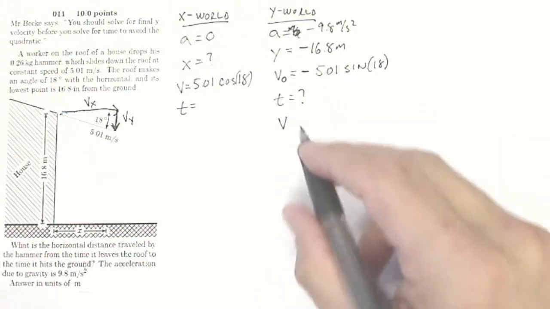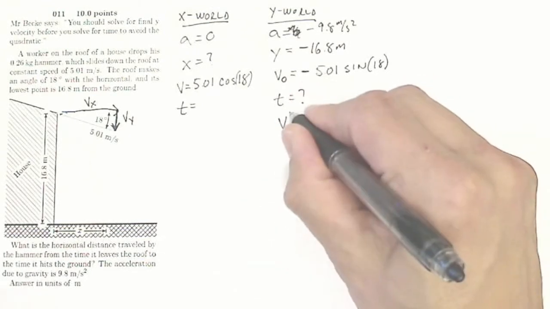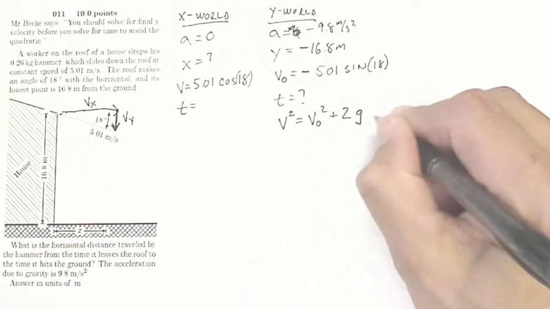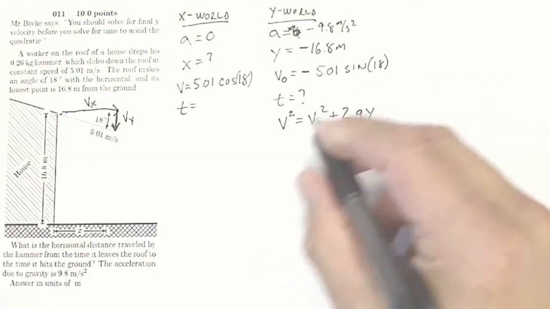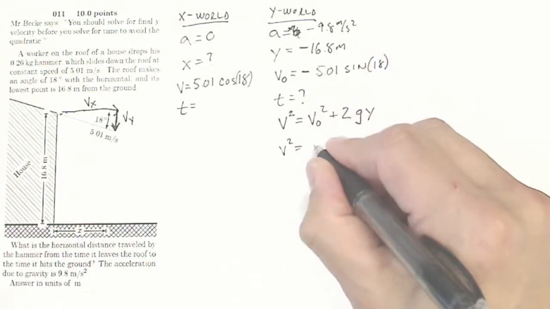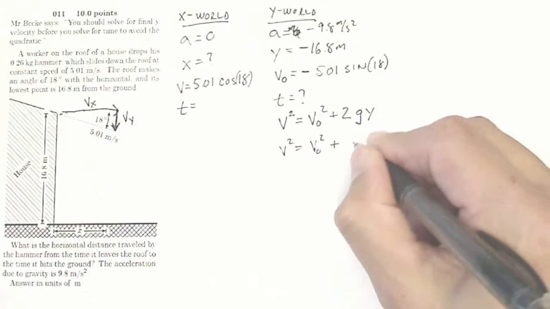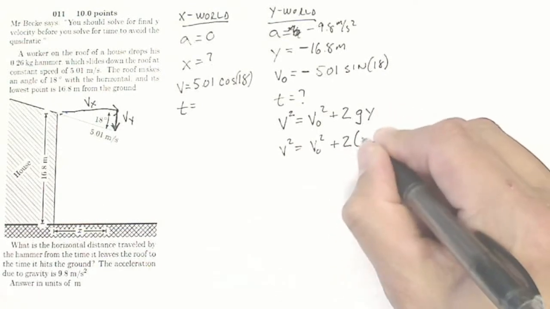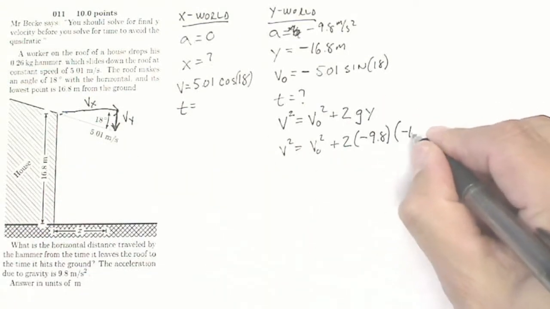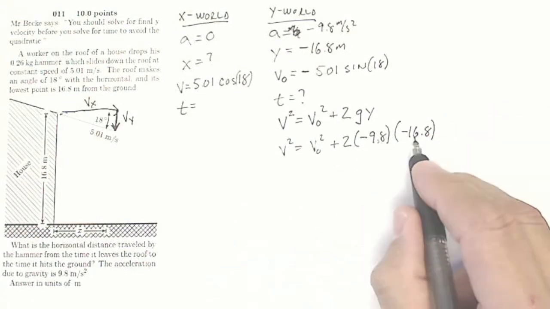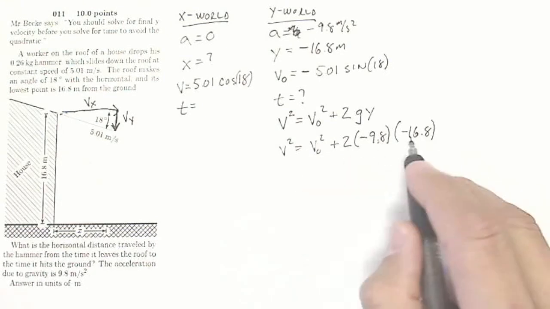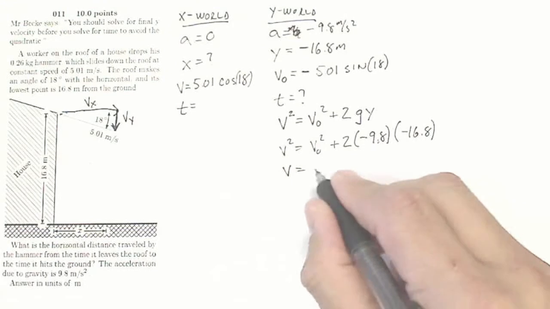So to get my final velocity, I know that my final velocity squared is my initial velocity squared plus twice my acceleration times my displacement. So my final velocity squared is going to be my initial velocity squared. Well, my initial velocity is this, so I'm just going to write v0 squared again, plus twice my gravity is negative 9.8, and my y, my height here, is going to be negative 16.8. So this is negative and negative, that'll be a positive, twice that'll still be positive, so this is going to be a big number, it's all going to add together, and I'm going to square root, and I'll get my final velocity.